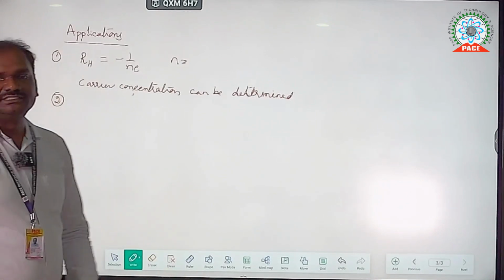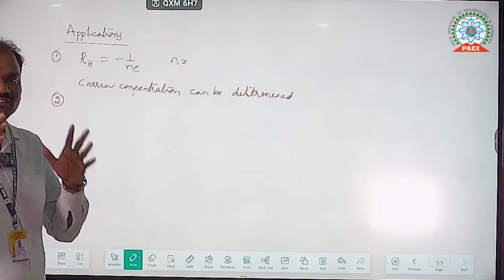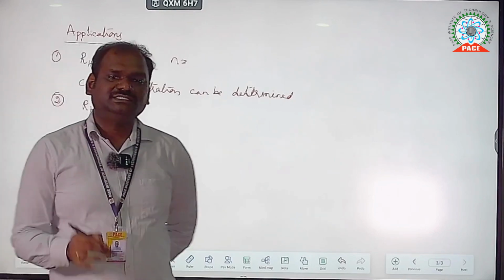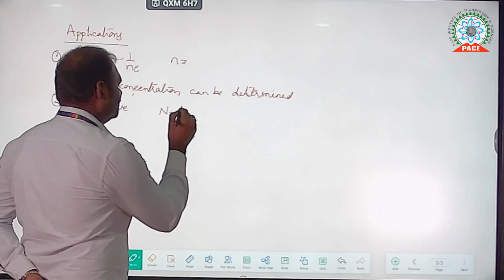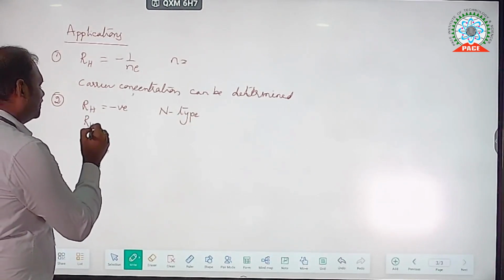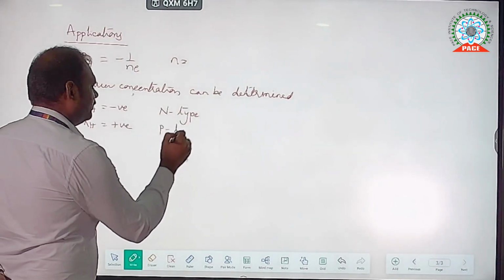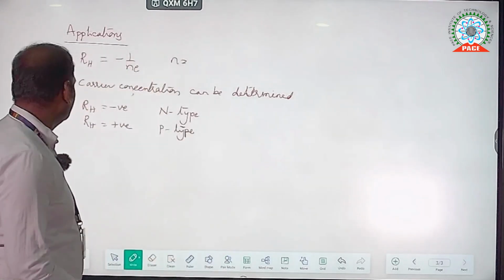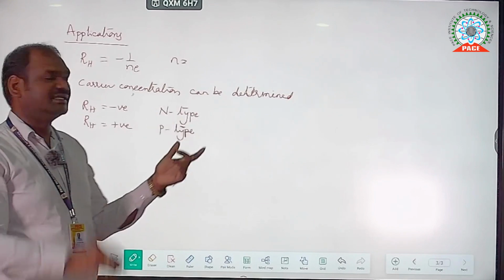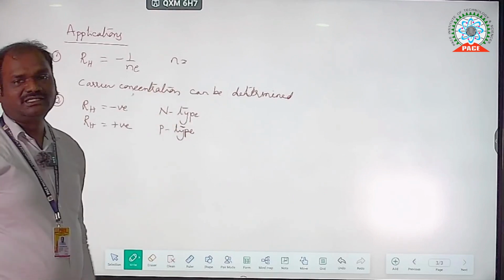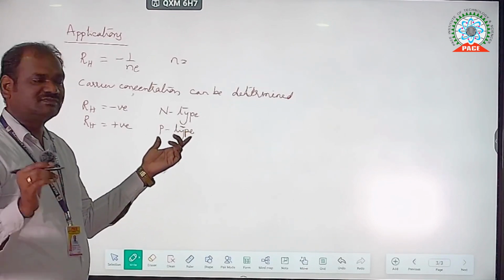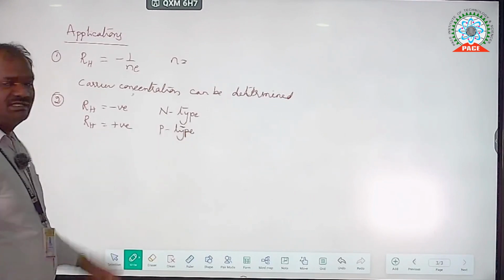Next, the second application. If we determine the Hall coefficient, if it is positive or negative, then what can we say? If the Hall coefficient is negative, then that semiconductor is an n-type semiconductor. If it is positive, then it is a p-type semiconductor. In an n-type semiconductor, the majority charge carriers are electrons, which have negative charge, so we get a negative Hall coefficient. In a p-type semiconductor, the majority charge carriers are holes, which have positive charge, so we get a positive sign for the Hall coefficient.